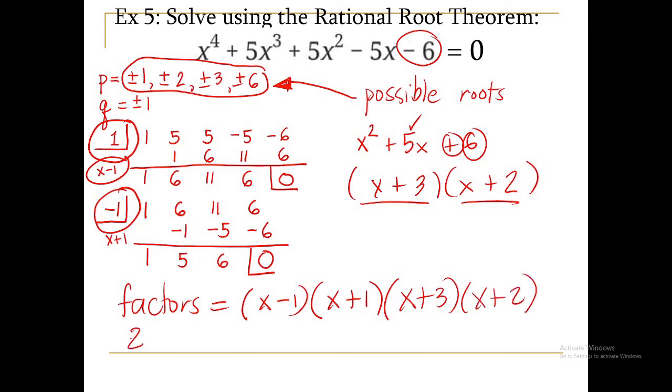And your roots or your zeros are simply 1, negative 1, negative 3, and negative 2. Those are your roots or your zeros. Any question?